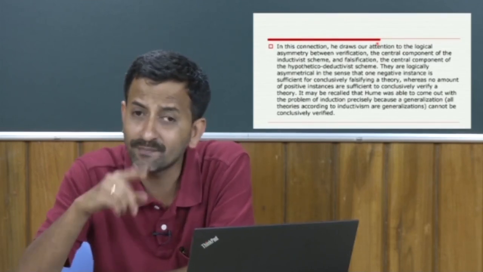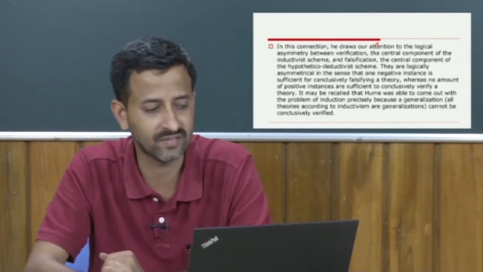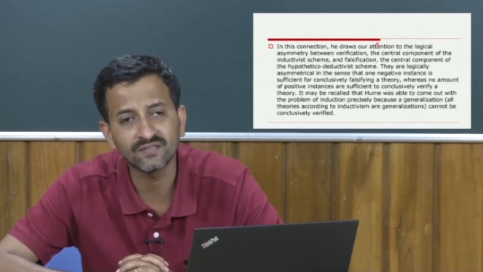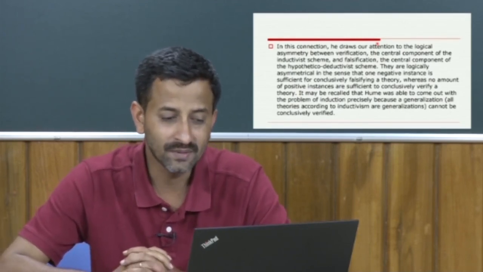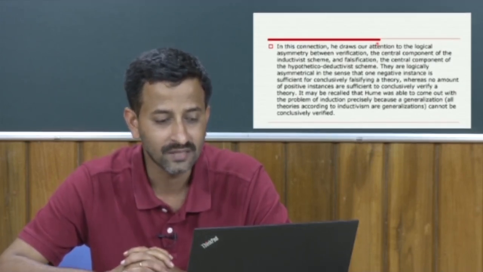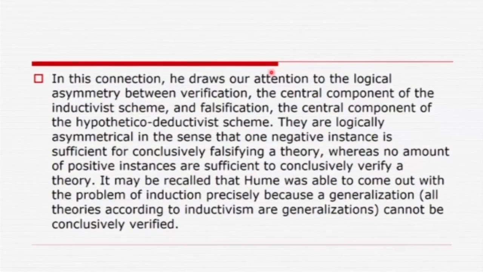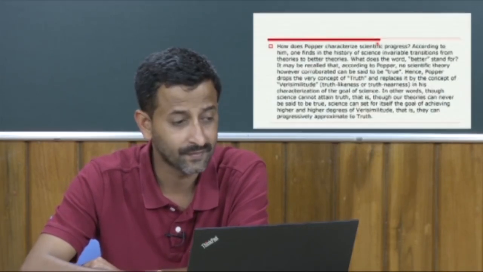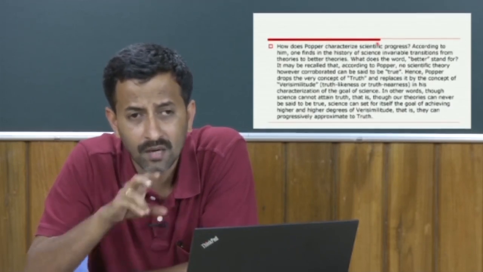Whereas, in the context of the hypothetico-deductive model, only one negative instance is sufficient for conclusively falsifying a theory. In this context, it may be recalled that Hume was able to come out with the problem of induction precisely because all theories, according to inductivism, are generalizations, and a generalization cannot be conclusively verified. That is important.